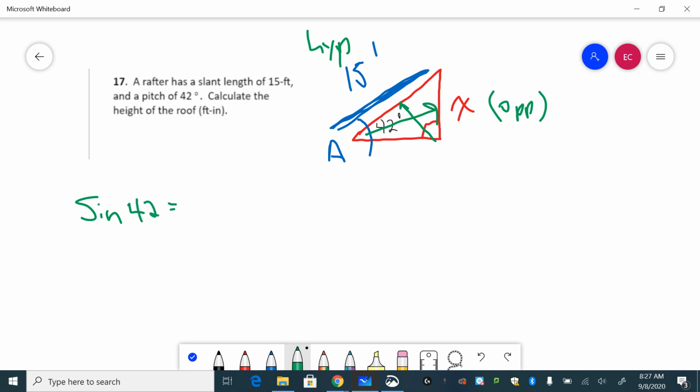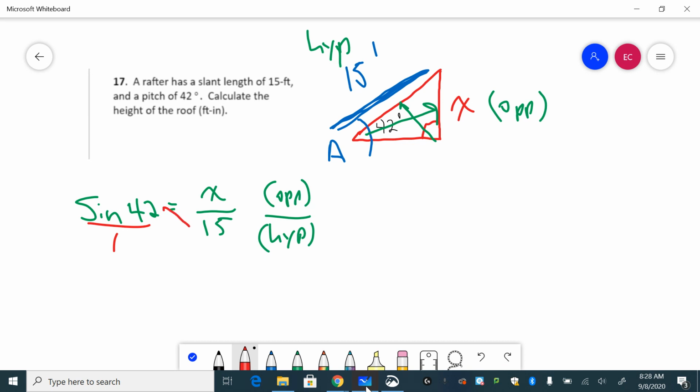Sine 42 equals opposite, which is always the top, the numerator. So x over the hypotenuse, which is a denominator of 15. So you have to put it in that order. Opposite is always in the numerator. Hypotenuse is always in the denominator when you're working with sine. Okay, so in this case, you can put, if you want, over 1 for the sine 42, and you're basically going to cross multiply. So you're working with proportions at this point.